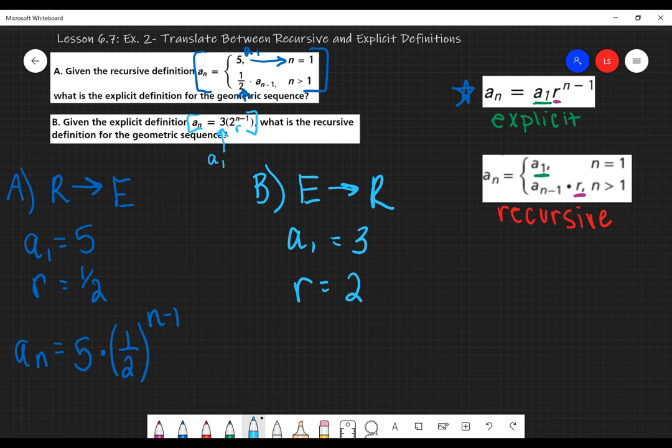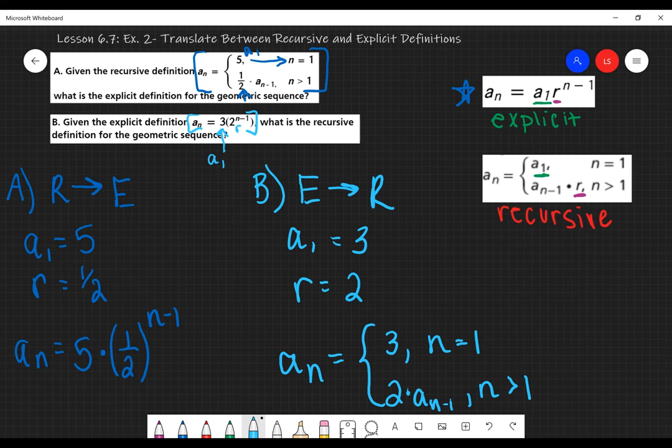So to write my recursive formula, I say A sub n equals, and then we have this bracket, our first term, which is 3, when n is equal to 1, which just tells us that it's our first term. And every other term can be found by saying 2 times the previous term. So that's for every term after the first term.